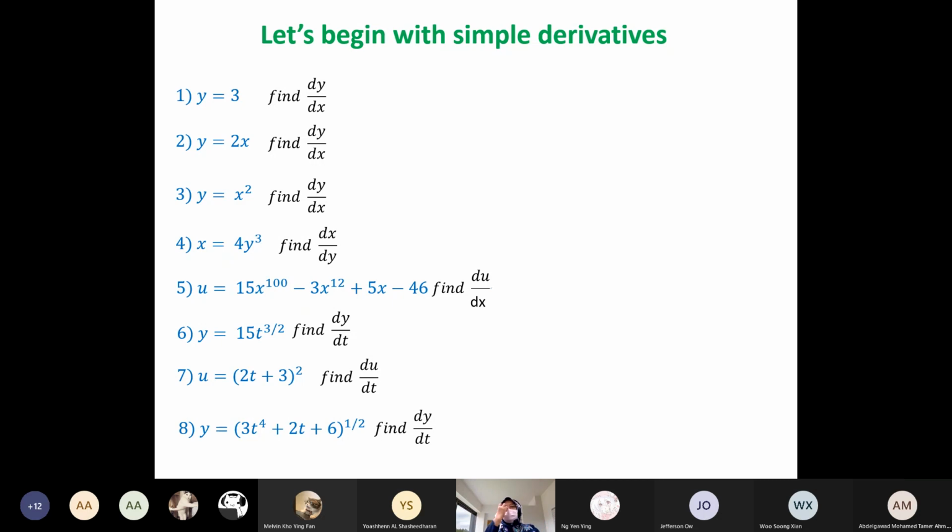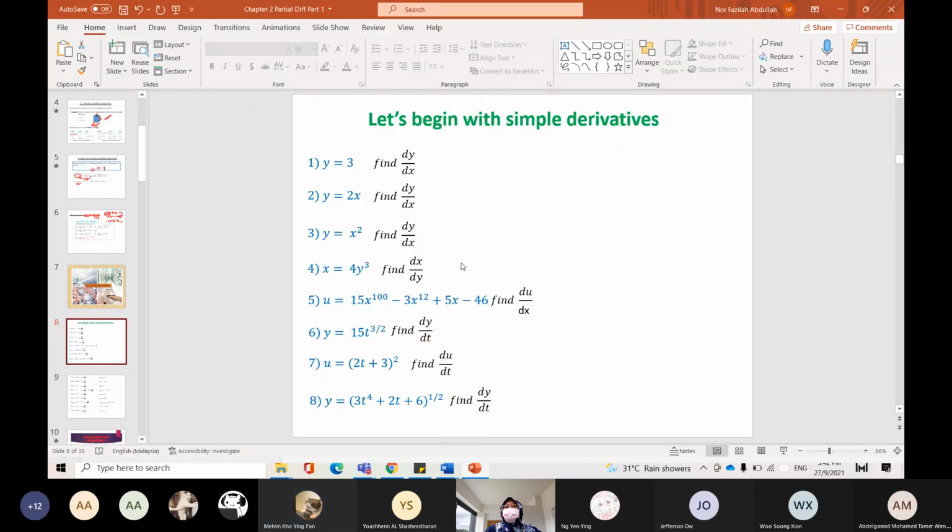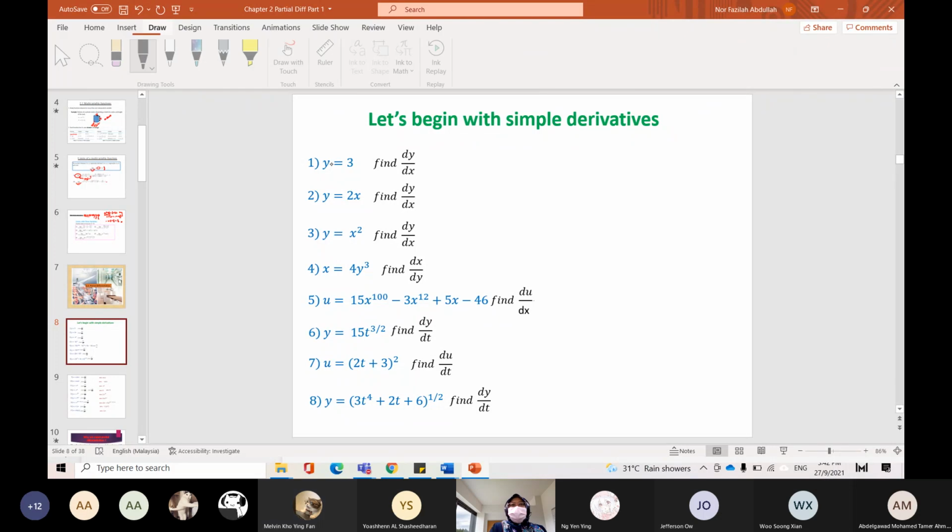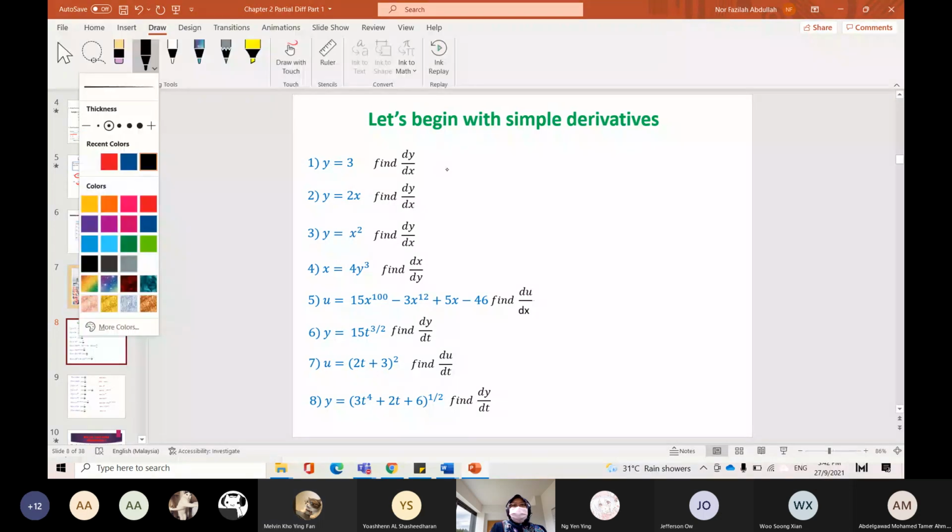Let's look at number 1. Find dy over dx. Anyone? 0. Okay, so why 0? Because there is no unknown, it's only a constant there. So dy over dx is equal to 0.